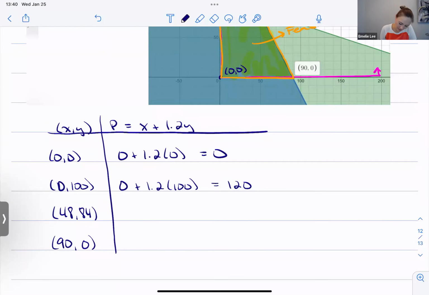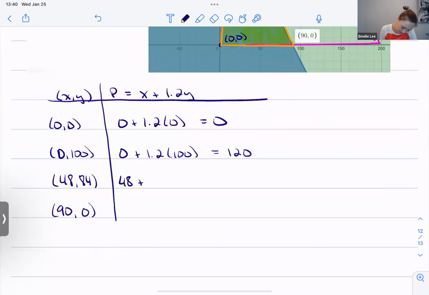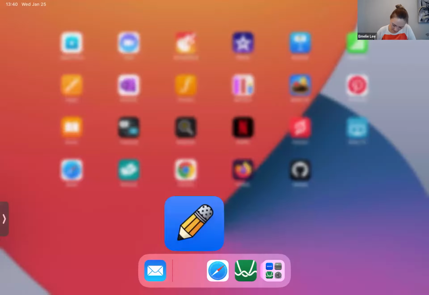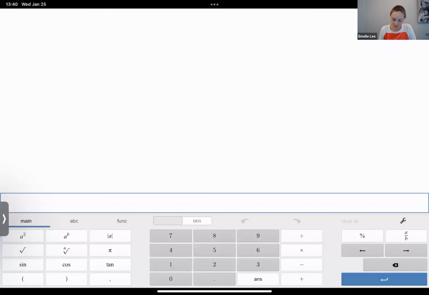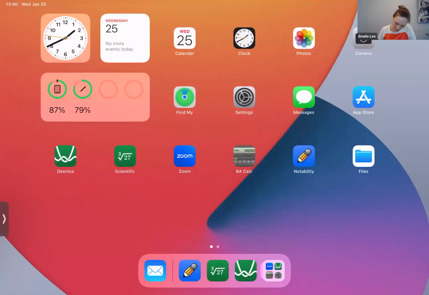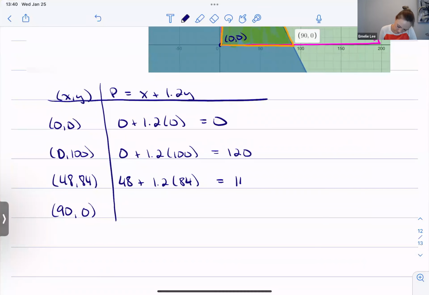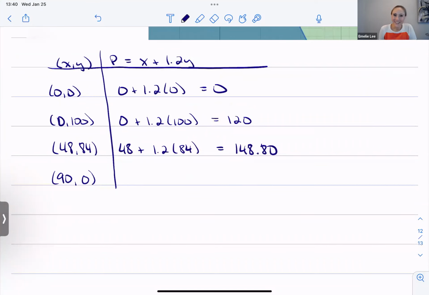Better. Okay, let's see if we can do a little bit better. 48 plus 1.2 times 84, let's see here. Just gonna check it. 48 plus 1.2 times 84, 148.8. Okay, good. 148.80, because it's money, right? Profit. That's the best one so far.